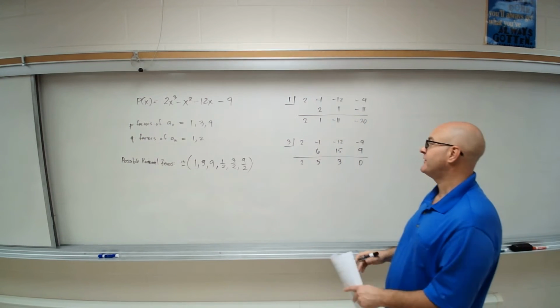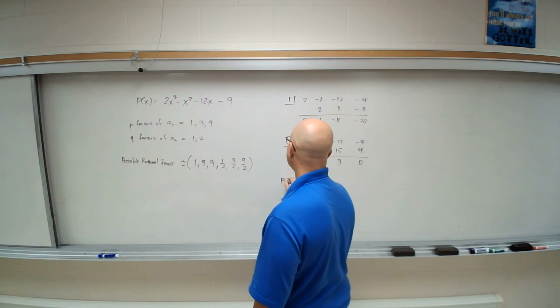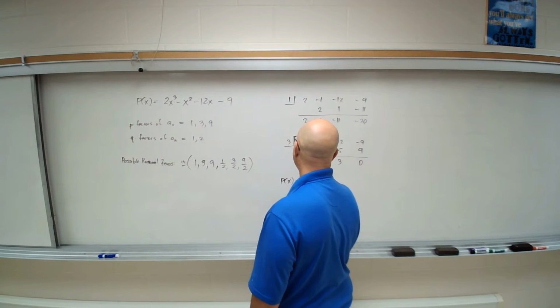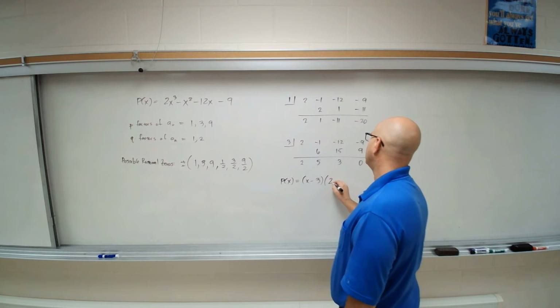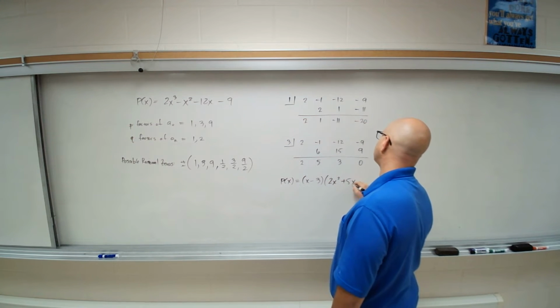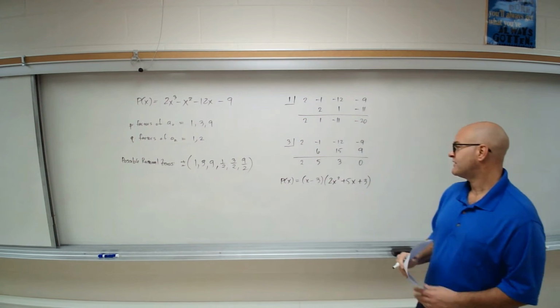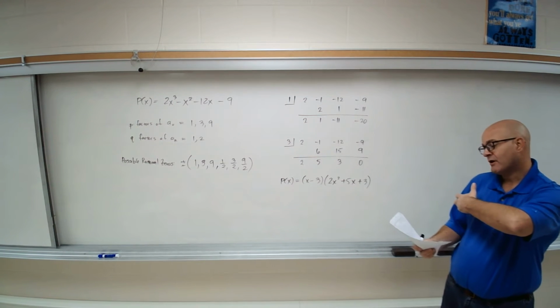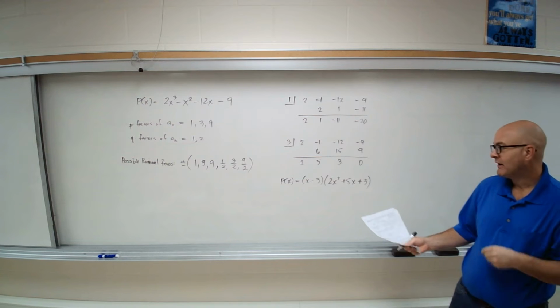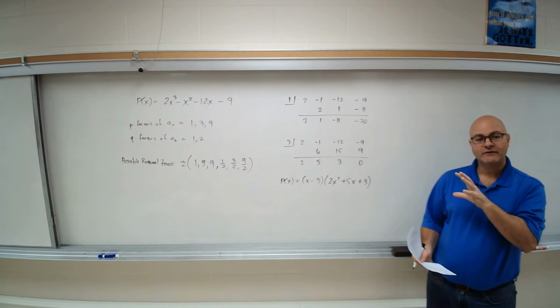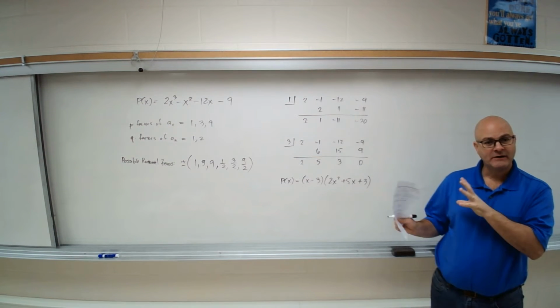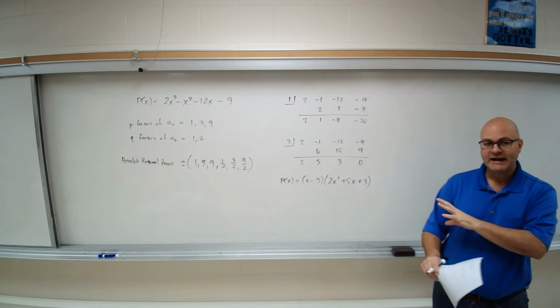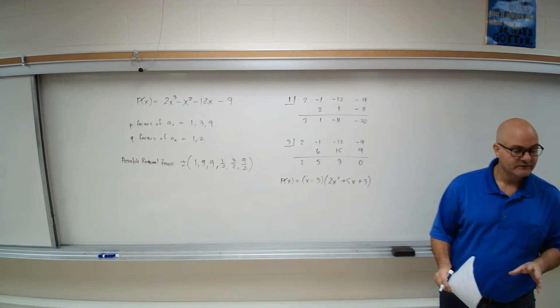So what that tells us then is that p of x, our original polynomial, is (x - 3)(2x² + 5x + 3). So again, I'm going to list the zeros because we were asked to do that, but I really, really like to sit on this factored form. Keep this factored form here. Try to get it completely factored. It has all the information you're going to need in it.